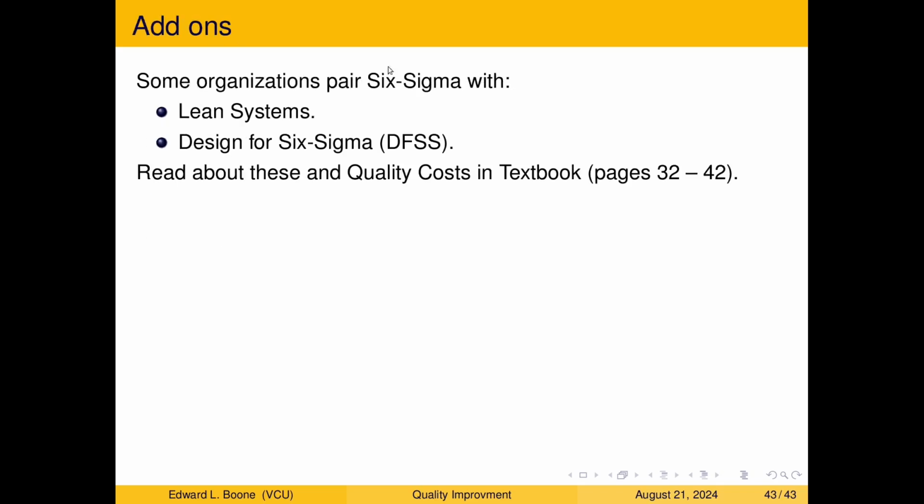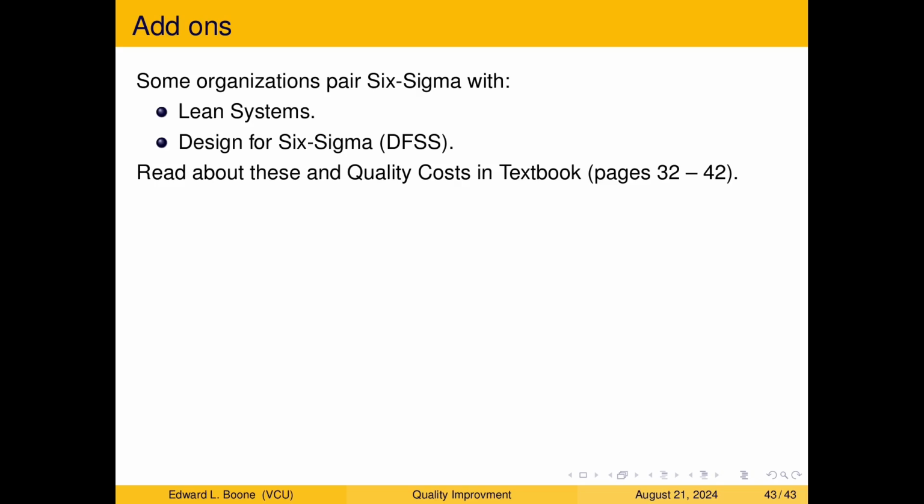Other add-ons that you will often hear Six Sigma talk about is lean systems. They try to get the systems and processes to be what are called lean, meaning they have the most cost reduction that they could possibly have on them.